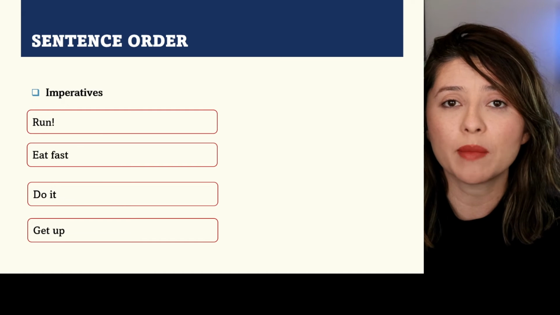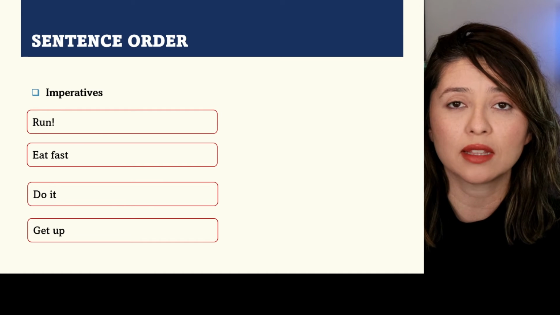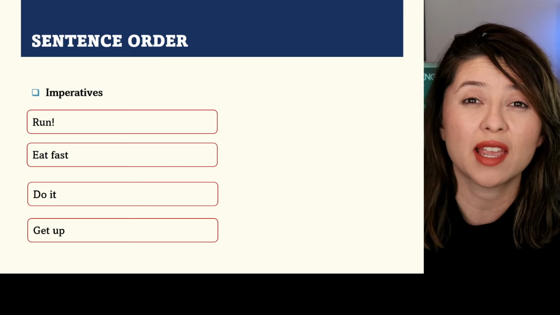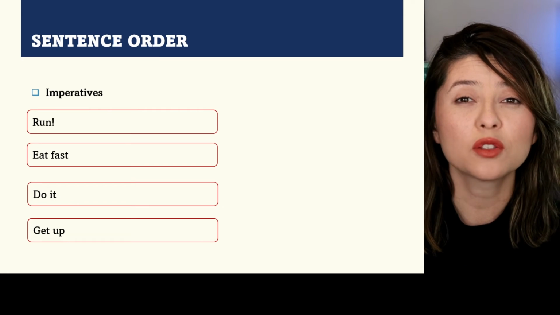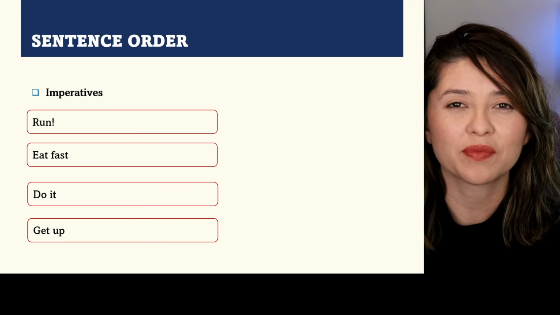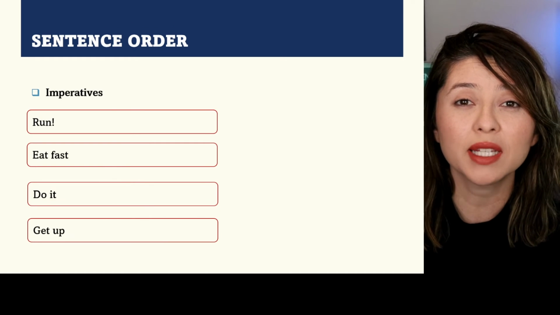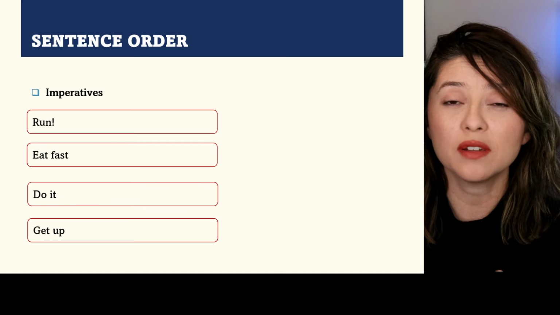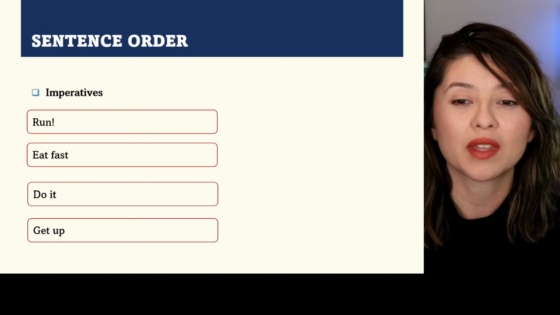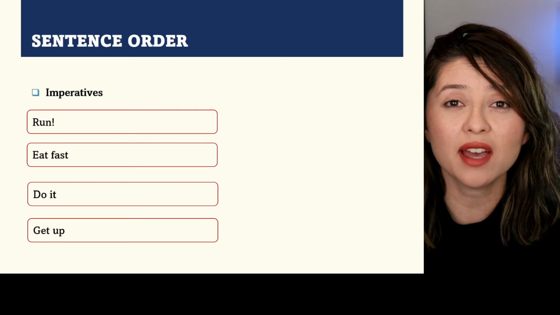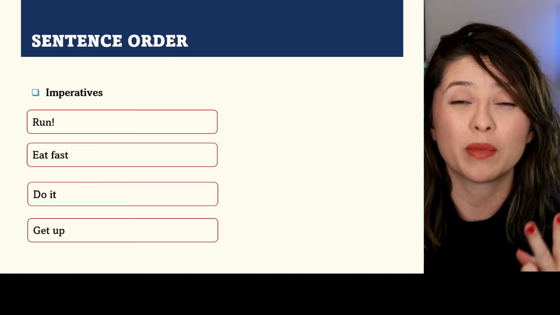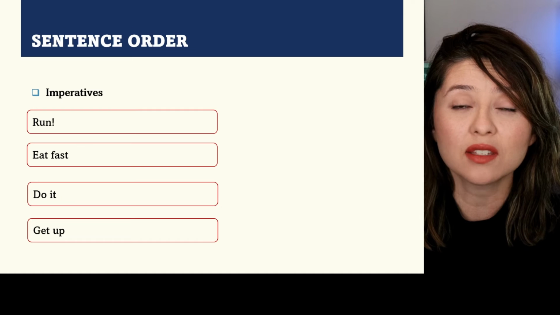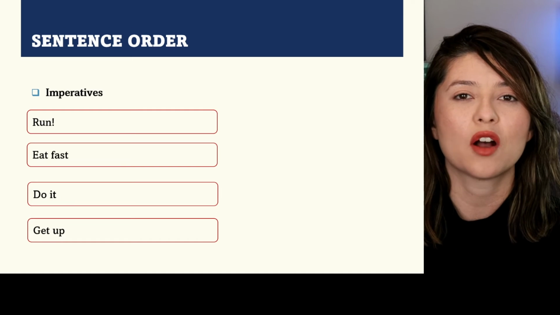Can you just imagine yourself walking in the street and then you hear someone yelling, screaming, run. You wouldn't think twice, you would start running. So run is a complete sentence. Only one verb, but it makes sense. Eat fast. Eat fast, 2 words, 1 verb, 1 adjective. But it makes sense because eat fast stands by itself.